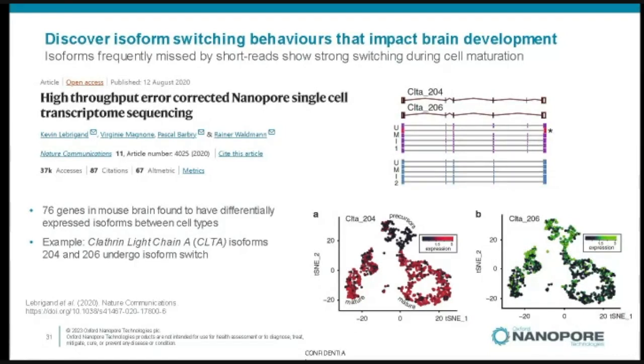In most cases, this remarkable isoform switching event is not even possible to see. The authors found 76 genes that show this type of differentially expressed isoform between cell types.